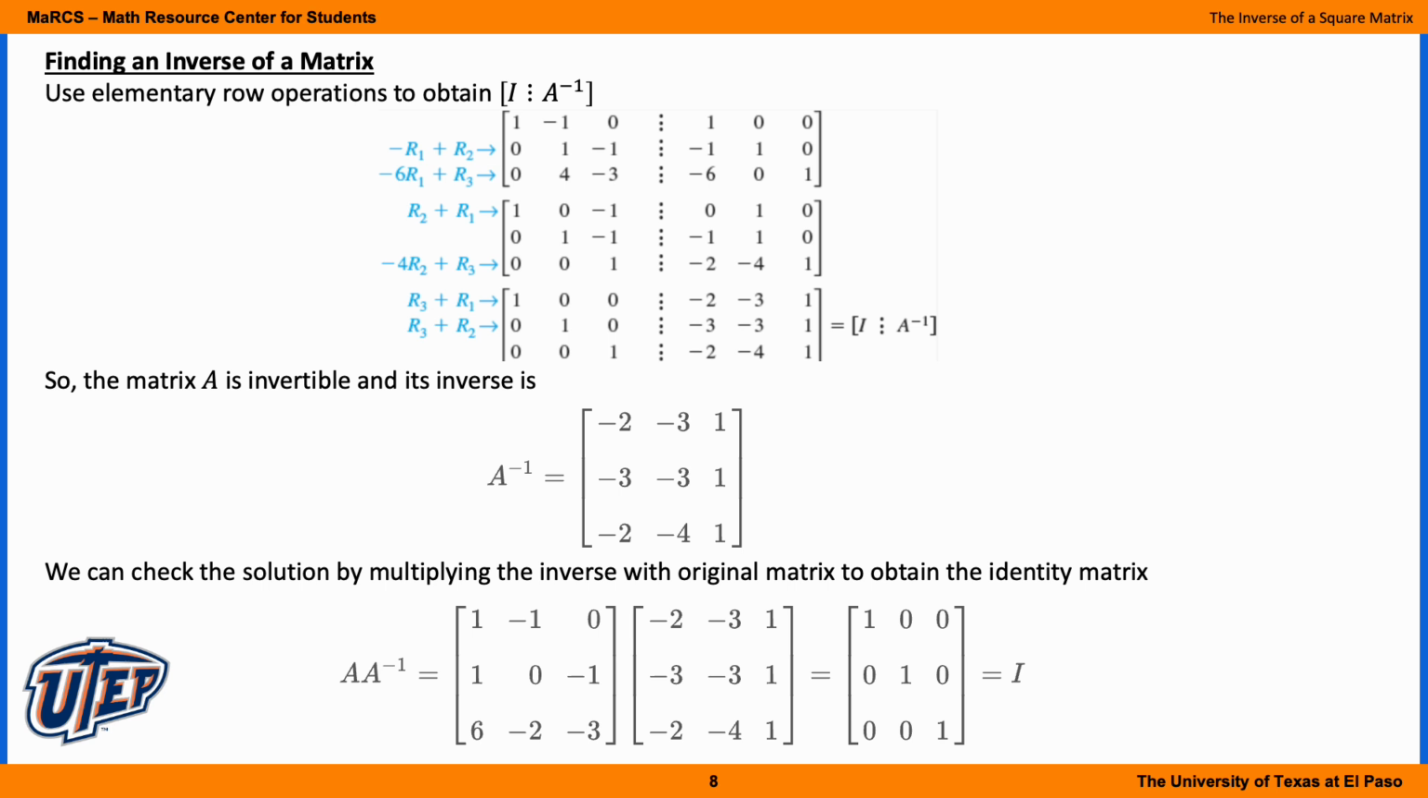This is the same method that we used when we were solving a system of linear equations when we were doing Gauss-Jordan elimination. And by doing that, we inherently got the solution on the right hand side. So the same concept applies, and we get the inverse on the right hand side right here. So the matrix A is invertible, and the inverse is that matrix right there. And we can check that solution by multiplying A times its inverse, and we see that we get the 3 by 3 identity matrix right here.